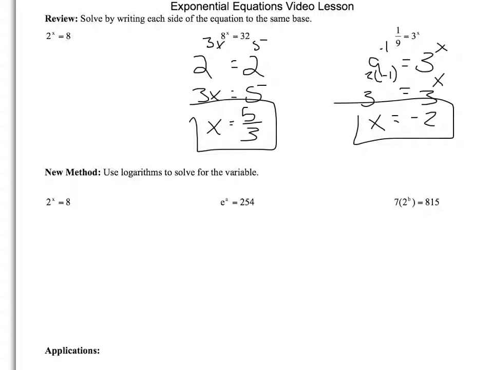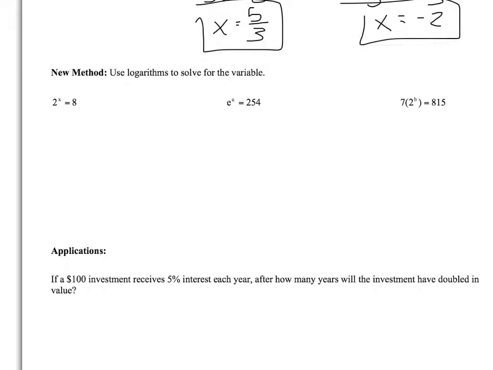Okay, we're going to use a new method here. Sometimes you can't find a common base. It's not possible. So we're going to do it another way. Now, just to prove to you that the other way will give you the same answer, let's look at the first one together, even though I could come up with a common base. The other way to do it is to write it using logarithms.